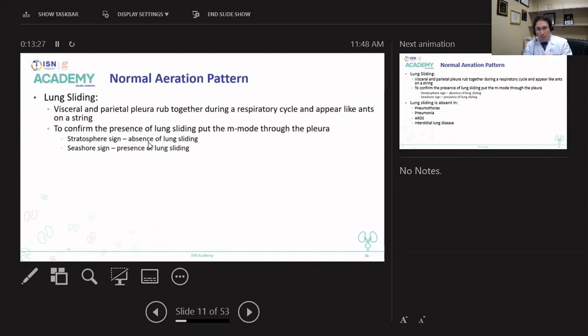If you want to confirm the presence of lung sliding, you'll put the M mode through the pleural line, and since it's continuously moving underneath that line, it will have a hazy sand-like appearance, and it looks like a beach with sand and then an ocean in the distance. And I'll show you a picture of that in a minute. Now, if there is no motion underneath the pleural line, then you will see in the M mode just another straight line, and it will look like streaks. And some people call this the barcode sign or the stratosphere sign. So let's take a look.